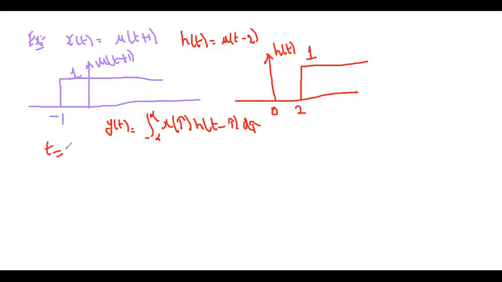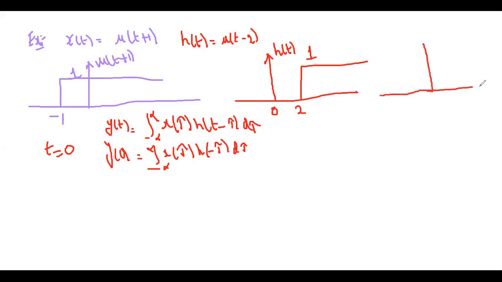Now when t is equal to 0, y of 0 is equal to the integral from minus infinity to infinity of x of tau h of 0 minus tau, so h of minus tau. This is the folded function of h of t, folded at 0. The variable here is t, and I take the dummy variable as tau. So it extends up to minus 2. Now you can see there is no overlapping. It starts from minus infinity to minus 2, and here x of t starts from minus 1 to infinity. So y of 0 is equal to 0.